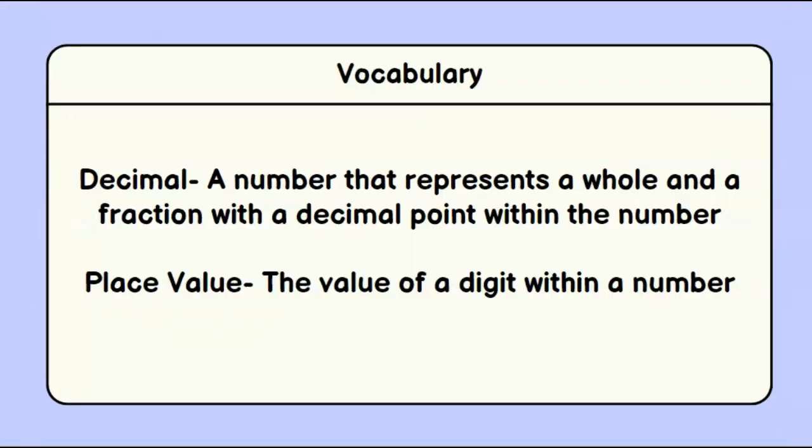Some vocabulary that we need to understand to master this skill is first, a decimal is a number that represents a whole and a fraction with the decimal point within the number. On the left side of the decimal, we have our whole number. On the right side of the decimal, that represents our fraction. The other term that you'll need to know is place value. Place value is the value of a digit within the number. That's going to be important because we're going to need to line up our place values, understand where those go in order to add correctly.